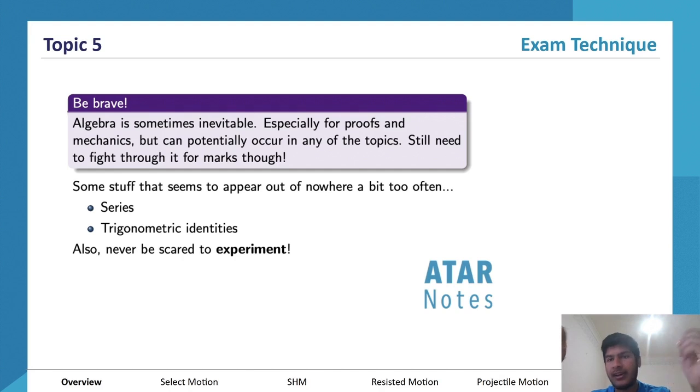Sometimes you can simplify, like I said, with a bit of geometrical intuition or sometimes a bit of physical intuition, but not always. And so you need to just work through it. Series and trigonometric identities also turn up out of nowhere sometimes, so you need to be familiar with the series formulas from Advanced and trig identities from Extension 1. Sometimes they can really simplify your equations, and also never be scared to experiment. Sometimes you need to try a method. If it doesn't work out, try another one. Don't waste too much time on a single method.